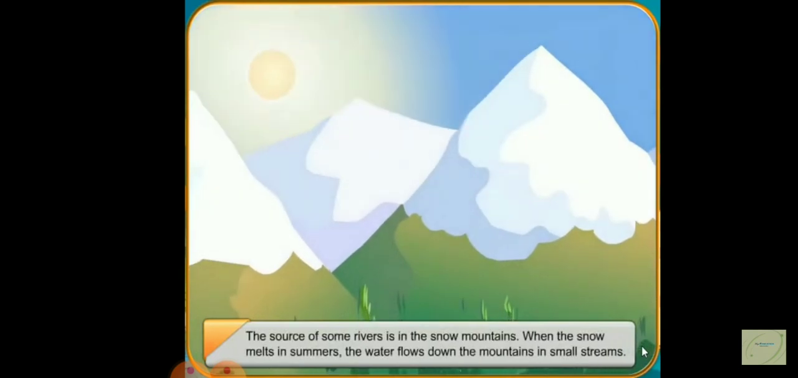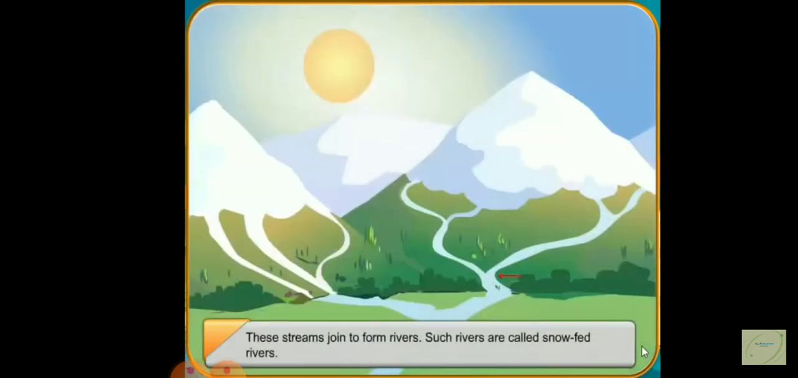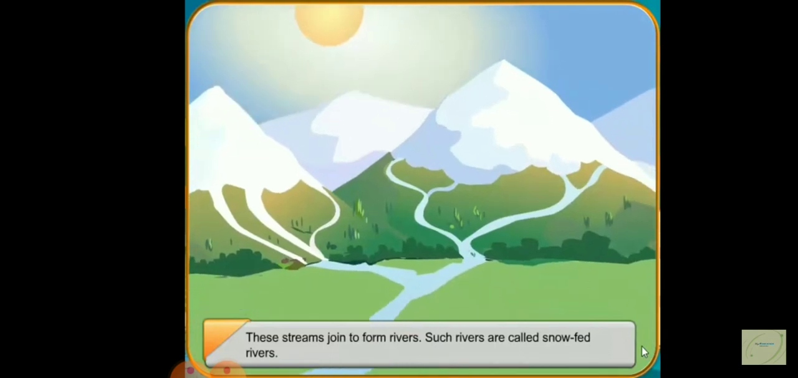The source of some rivers is in the snow mountains. When the snow melts in summer, the water flows down the mountain in small streams. These streams join to form rivers. Such rivers are called snow-fed rivers. Now, what is the difference between a stream and a river?